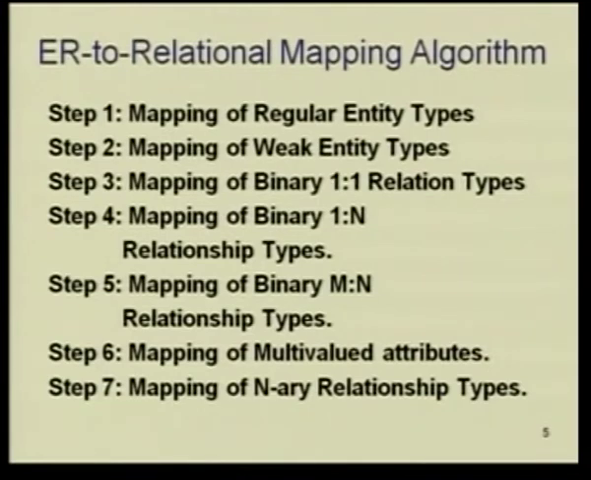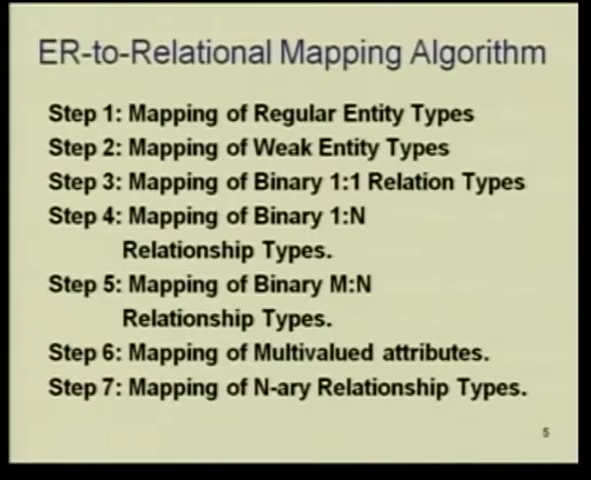The ER to relational algorithm consists of the following basic 7 steps. First, we are going to map the ER entity types into relations. Then we are going to map the weak entity types of the ER model. Then we are going to map the binary 1:1 relations, then the 1:n binary relations, and then the m:n relations. Remember, in the ER model we are only encouraging binary relationships, we are not going to look at other relationships. And then we are going to map multi-valued attributes, and then we are going to map the n-ary relation types, which is going to be very rare.